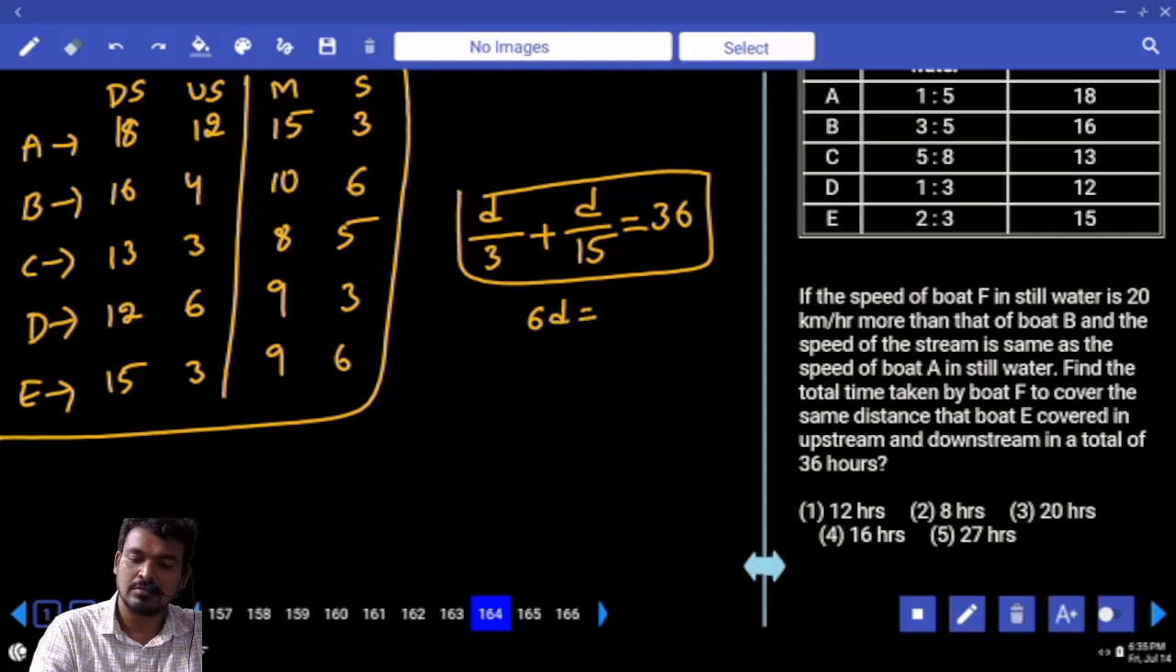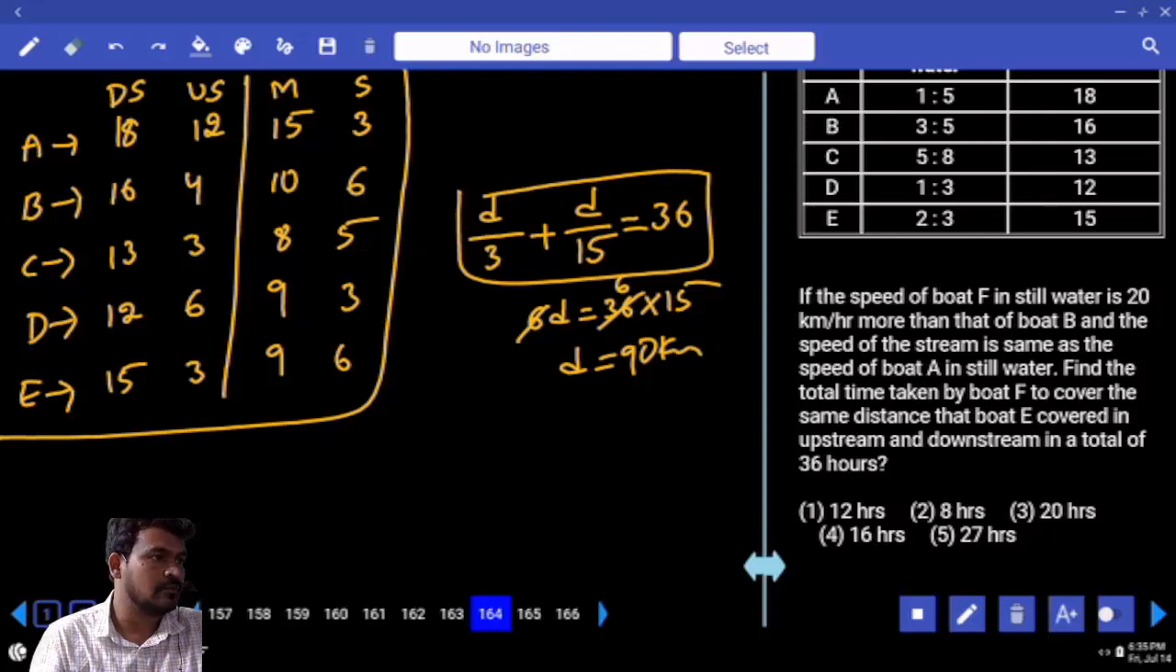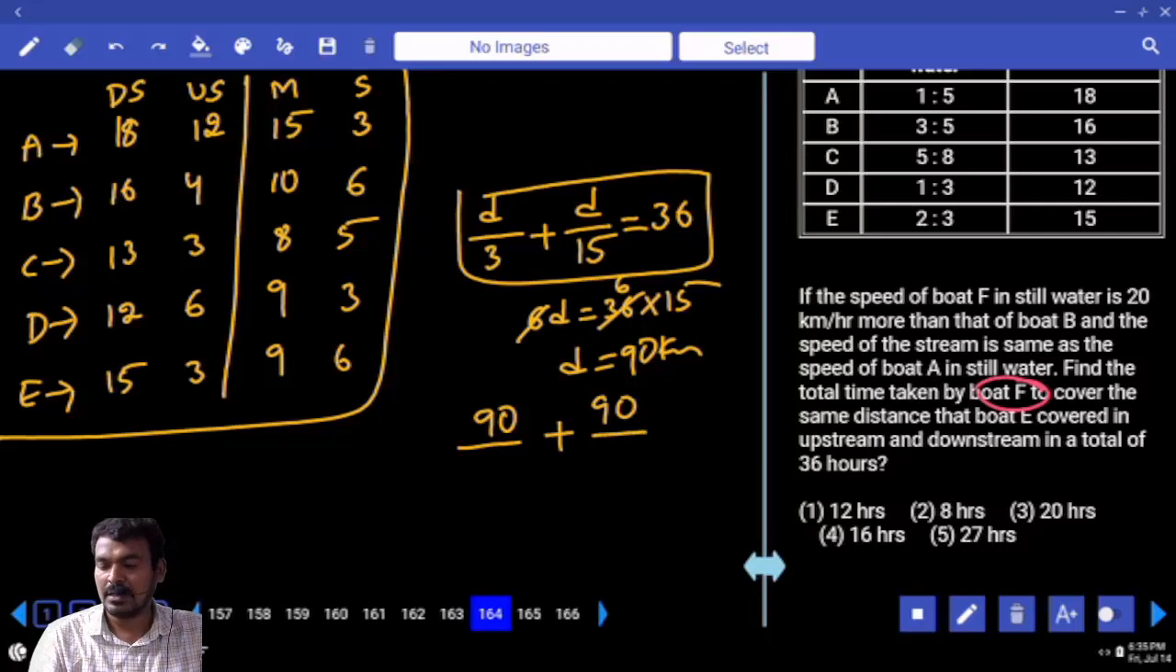6D equals 36 into which one? 15. And 6 how many times? 6 times. 6 into 15 is 90. Then the D value is how many kilometers? 90. The same distance is also covered by which one? Boat F. What is the boat F distance? 90 plus 90. But in one case it will be upstream, in the other case downstream.